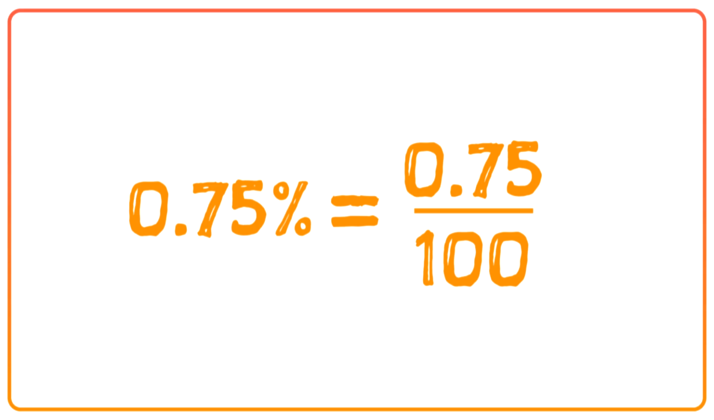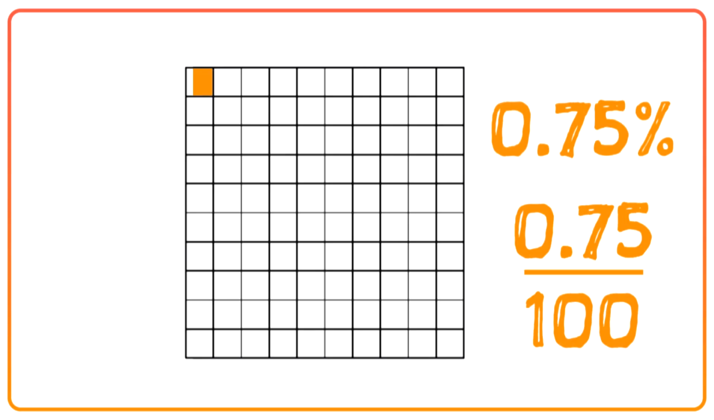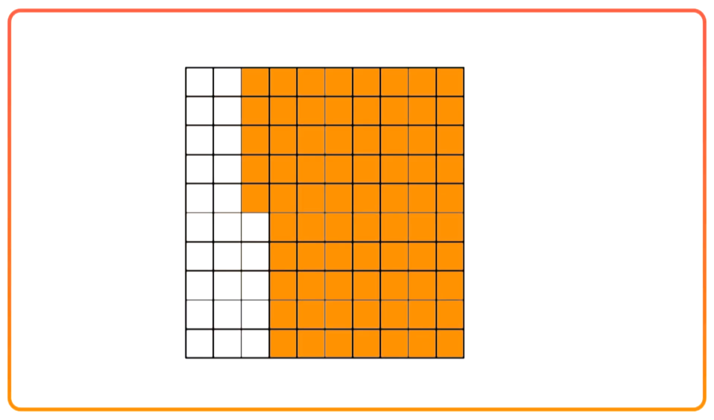0.75 hundredths. If we were to use a hundredths grid where each percent represents 1 square, 0.75% or 0.75 hundredths would represent less than 1 square. This 1 square would be divided by 100 smaller pieces and 75 would be colored in. However, 0.75 is only representing a part of the specific square we are zoomed into.